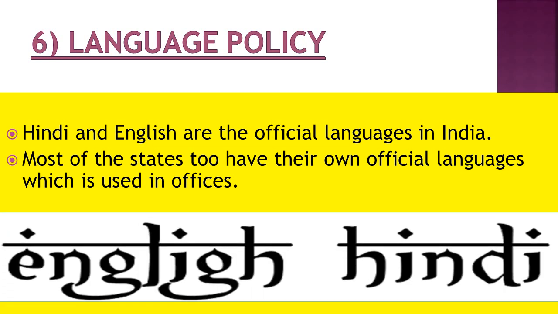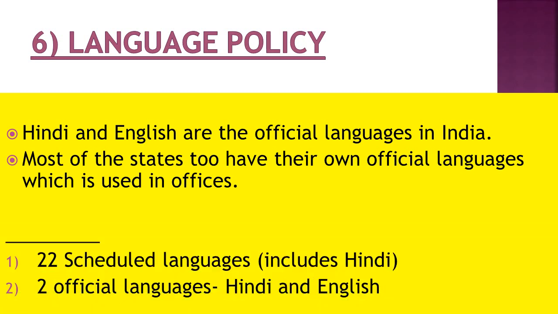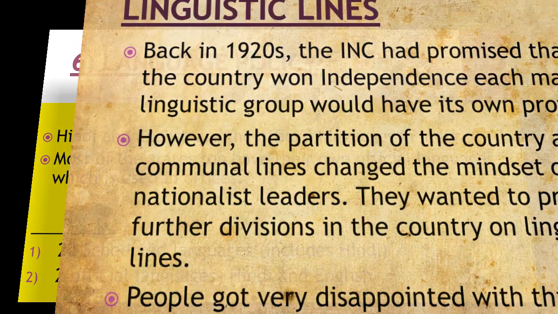That means the official work of the central government will be done in Hindi and English. But the states will have their own official languages too. For example, if it is West Bengal, then in West Bengal the official work can be done in Hindi, English as well as Bengali. So, finally, we have 22 scheduled languages which includes Hindi, and we have two official languages also, that is Hindi and English.